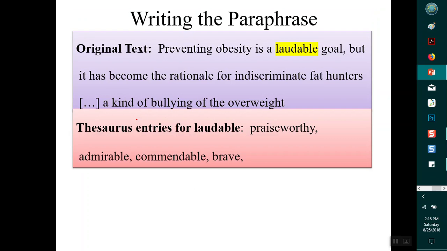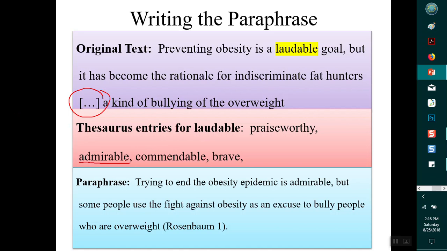Now, we're going to talk about quoting, but I've taken out some words here in my square brackets, and now I have some thesaurus entries for laudable. I kind of like admirable. I think that's sort of what he's saying. Laudable basically means worthy of praise. To laud someone means to praise them.